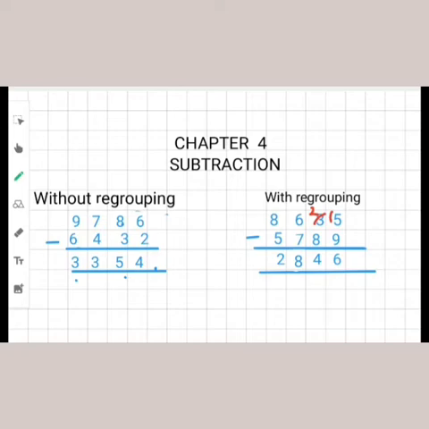Again we cannot subtract 8 from 2. So what we will do is, we will borrow 1 from here. This number becomes 5 and this number becomes 12. 12 minus 8 is 4. Again, to subtract 7 from 5, we need to borrow 1 from the next number. 15 minus 7 gives us 8 and 7 minus 5 is 2.